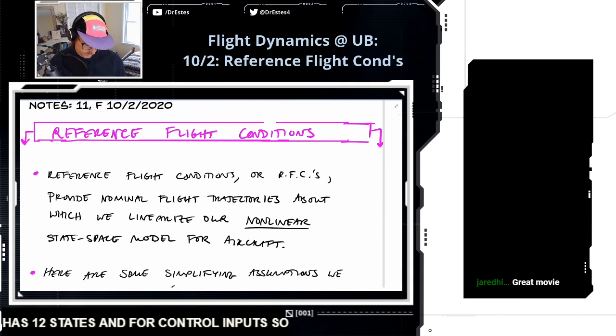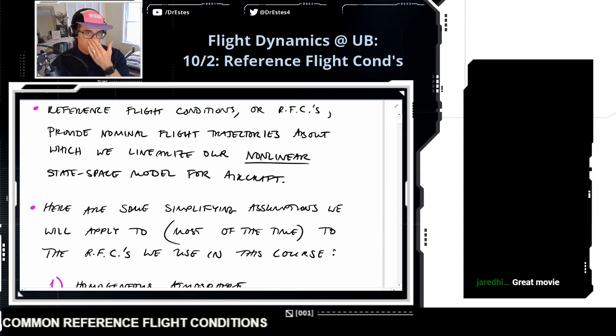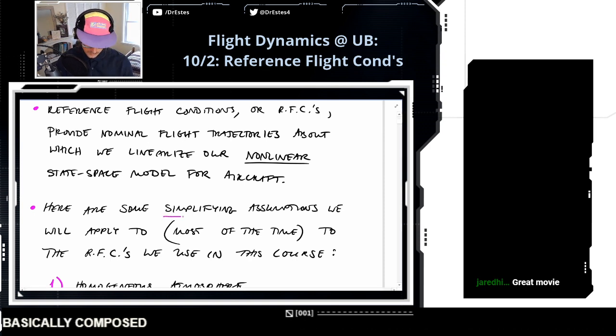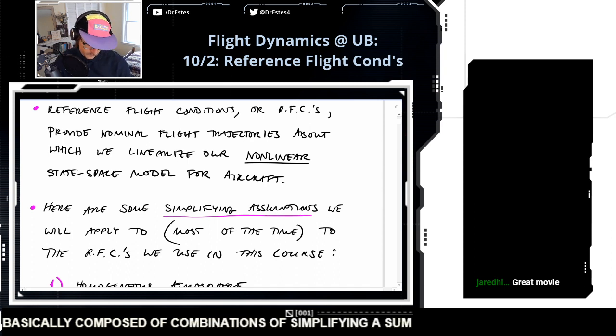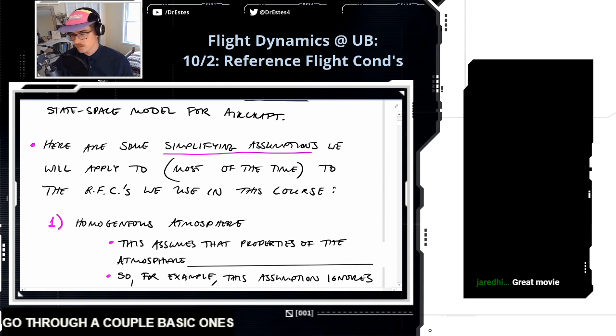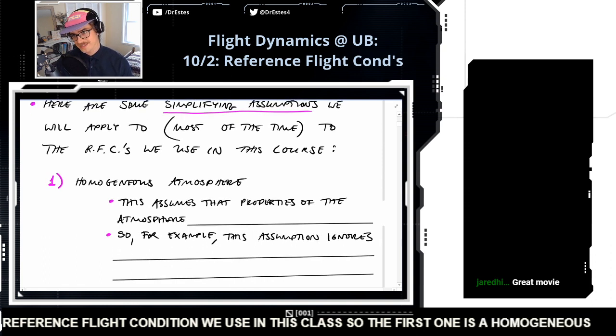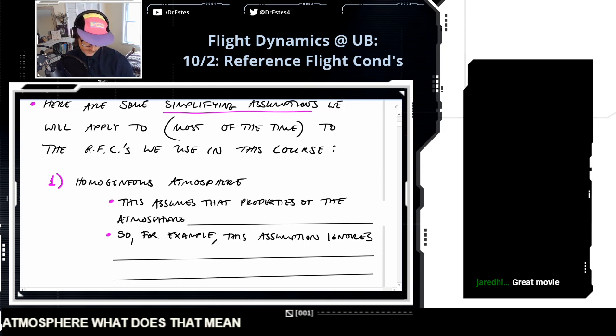So let's get into some of the building blocks of common reference flight conditions. These reference flight conditions are basically composed of combinations of simplifying assumptions. Let's go through a couple basic ones at first. These first two are going to apply to every reference flight condition we use in this class. So the first one is a homogeneous atmosphere. What does that mean? This just means that the properties of the atmosphere do not change with position.